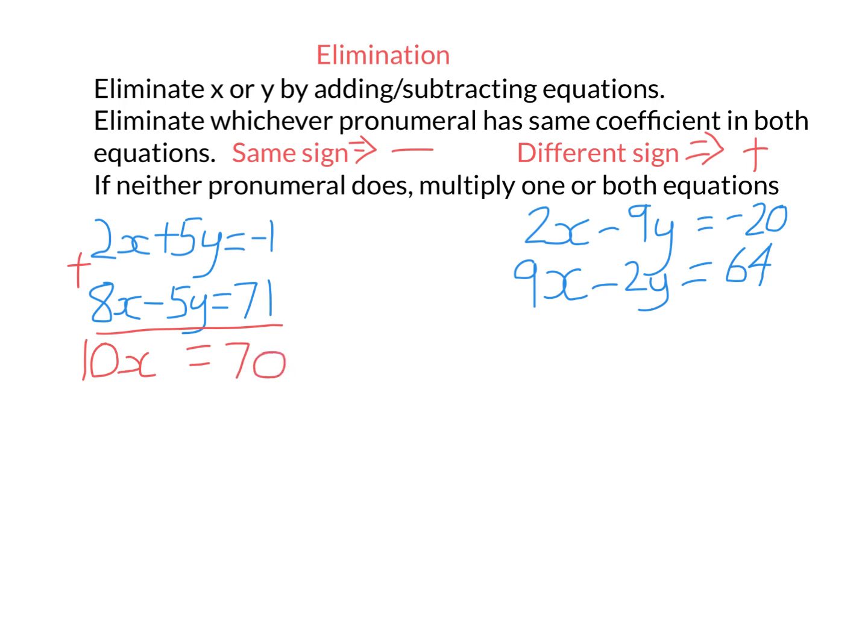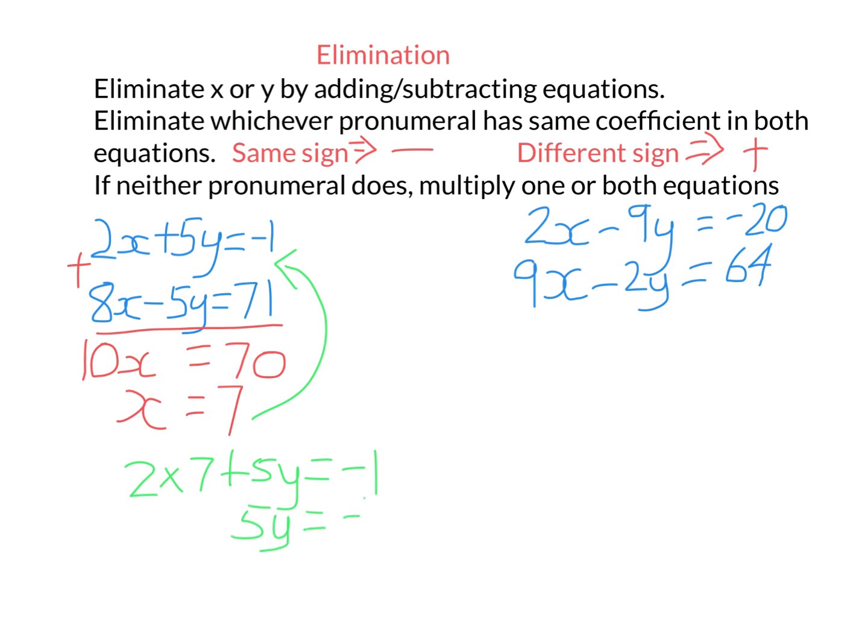So now we've got a really easy equation to solve. 10x equals 70, so x equals 7. Now we need to find y. We need to substitute this back into one of the equations. Either equation, it doesn't matter. I'll just substitute it into the first one. So we've got 2x, or 2 times 7, plus 5y equals minus 1. Subtract 14 from both sides, because 2 times 7 is 14, and divide each side by 5. So the solution here is 7, negative 3. If I substitute x for 7, y for negative 3, it will make this equation true, and at the same time, it will make this equation true.